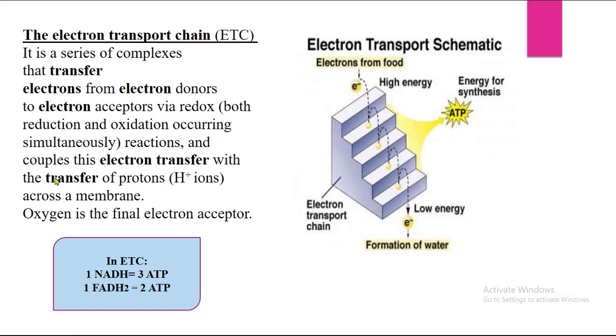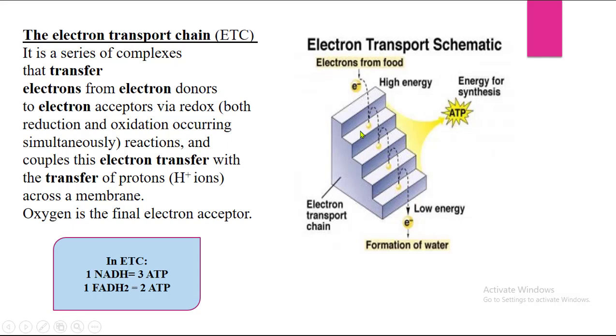Moving on to the last step, electron transport chain. So the energy rich substances which were formed during glycolysis, during the Krebs cycle and during the oxidation of pyruvate are converted into ATP during the electron transport chain. What is electron transport chain? It is a series of complexes. They have been represented through stairs.